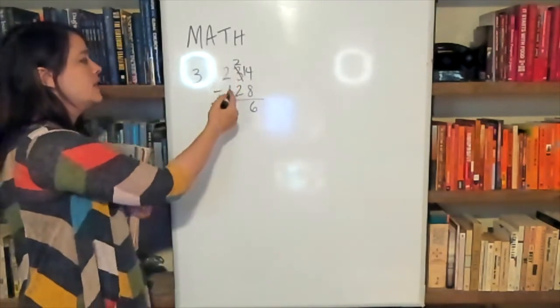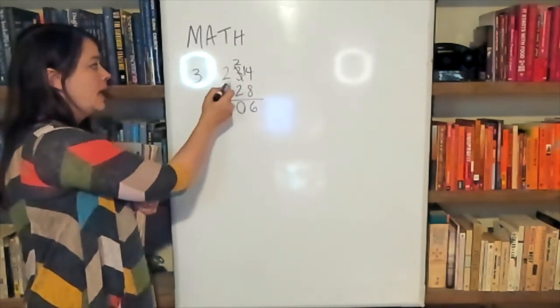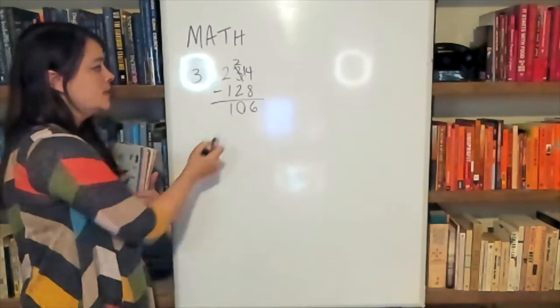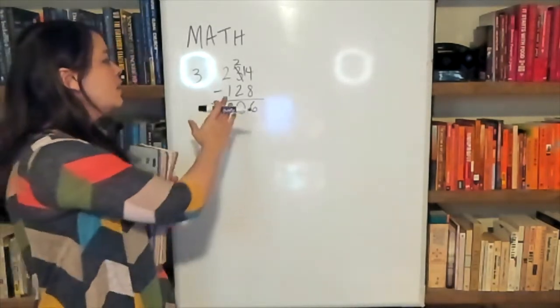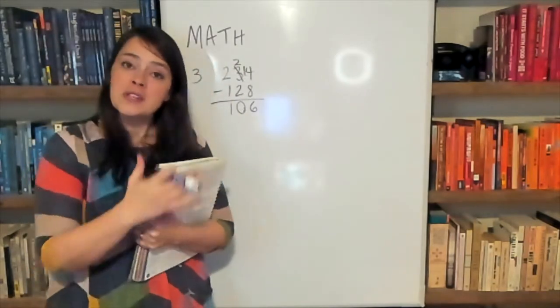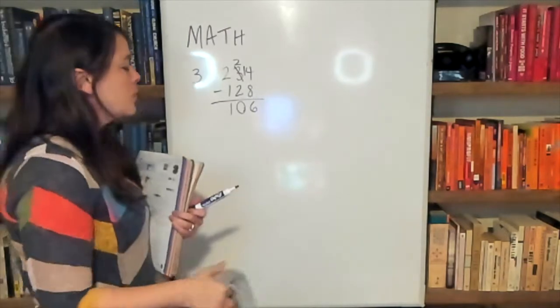And then we go to the tens. 2 minus 2 is 0, and 2 minus 1 is 1. And here's our answer. It's always very important that we carefully line up our numbers, start in the ones place, and then go from there. Okay, so that's number 3.